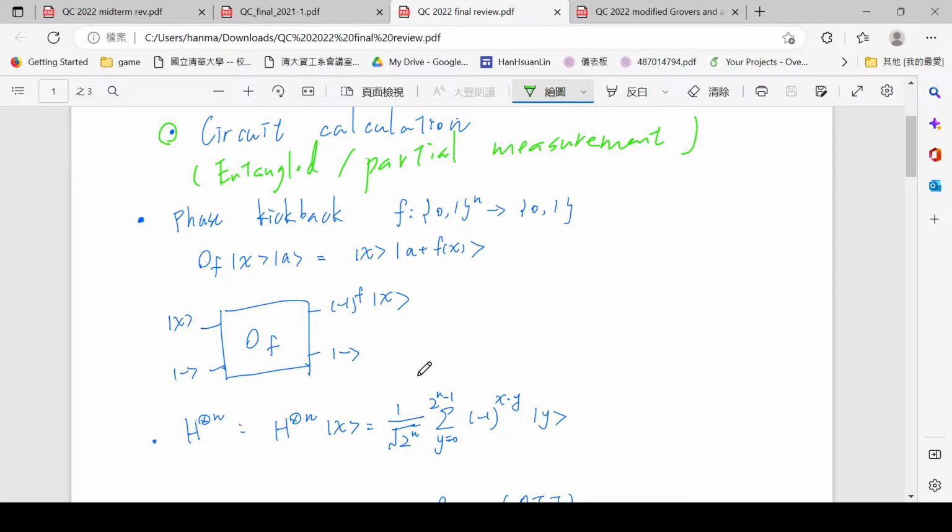Phase kickback is a very useful technique that you should always remember. When we talk about this, we start using it in the Deutsch-Jozsa algorithm, right? Actually, we use both of those in Deutsch-Jozsa. Anyway, phase kickback is the idea that you can write your function value in the phase of your output state.